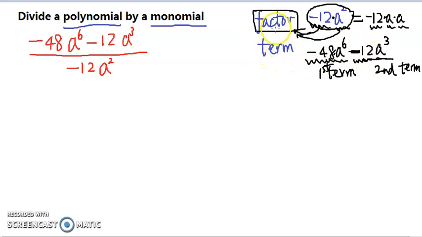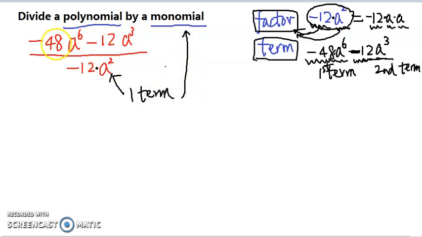The difference between factors and terms: factors are separated by multiplication, only multiplication, and cannot have addition or subtraction. But terms are separated by addition or subtraction. So when we look at this example, the bottom, apparently we only have multiplication. That's only one term. If there's only one term, that's when we call it a monomial. But the top, as we can see, there are two terms. This is the first term, this is the second term.